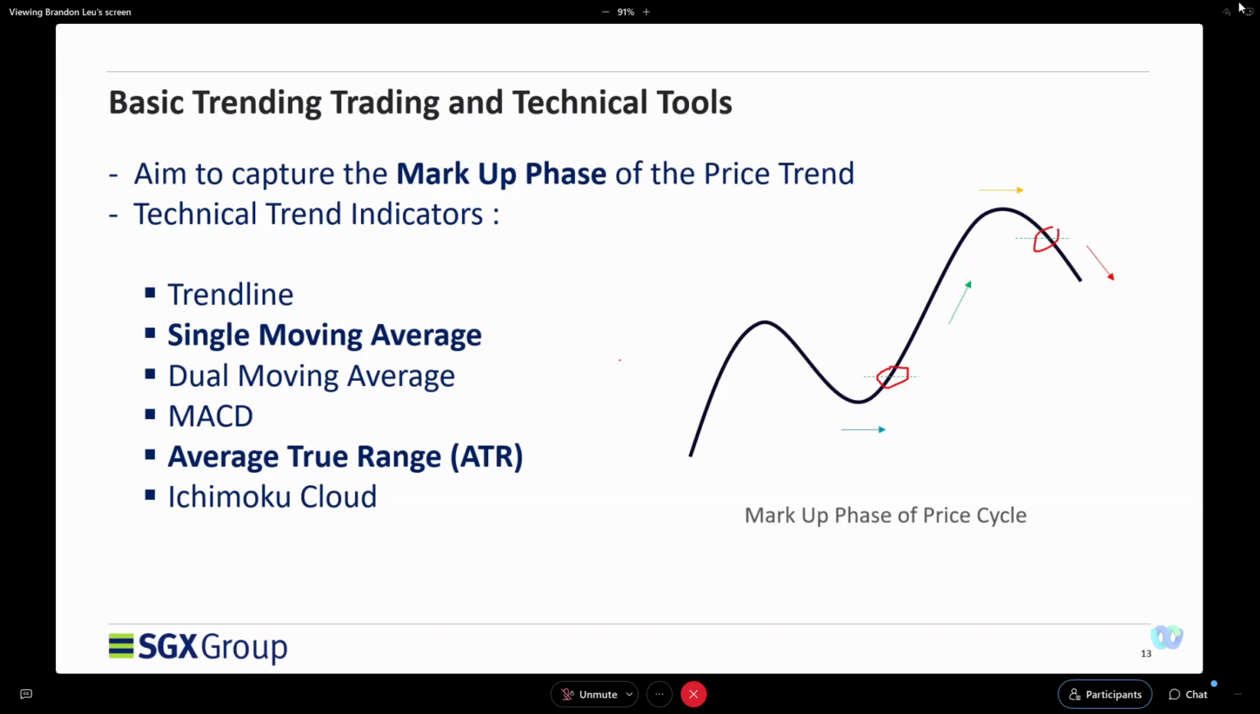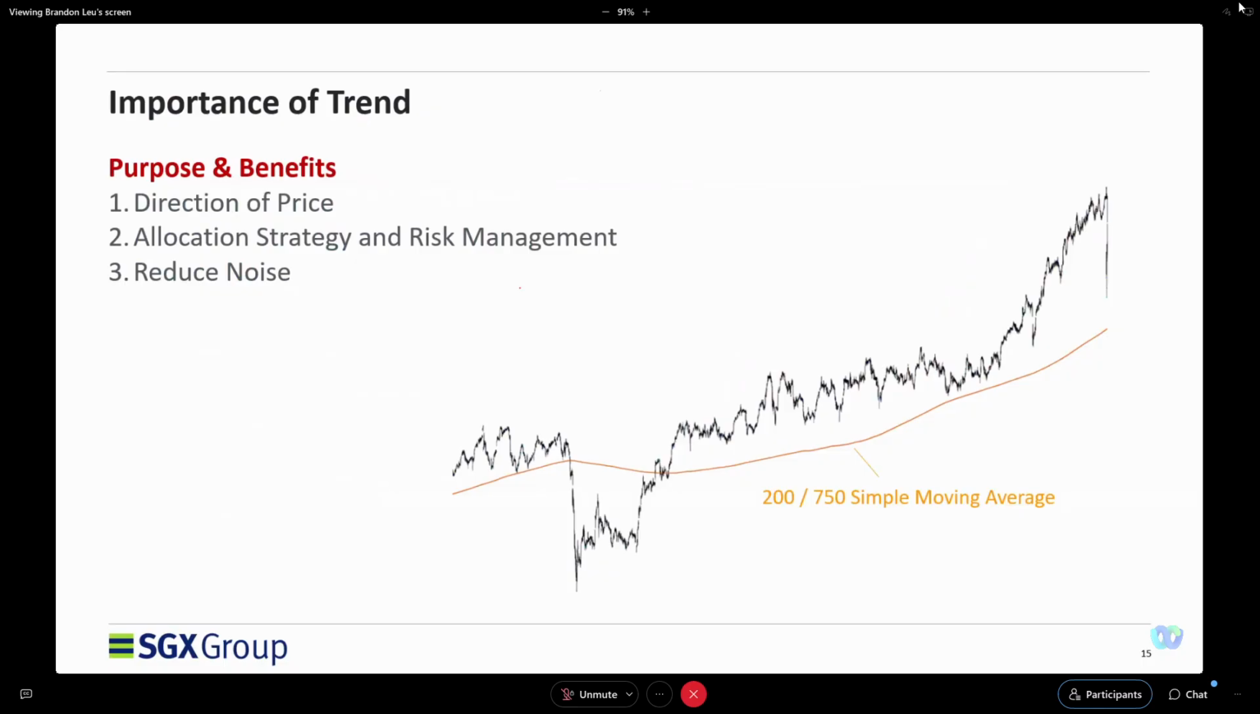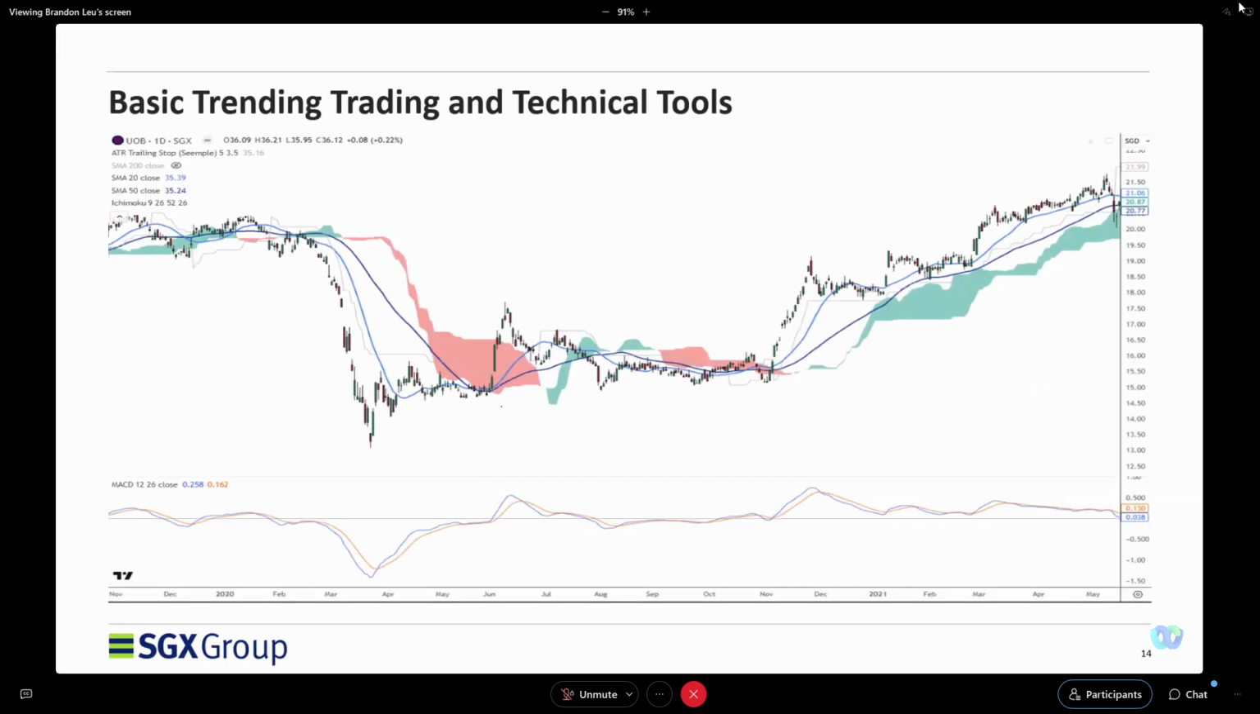So with that, we will then move on to the benefits of the trend. Before I do that, I thought it's good to show very quickly some of the technical tools that I mentioned earlier.